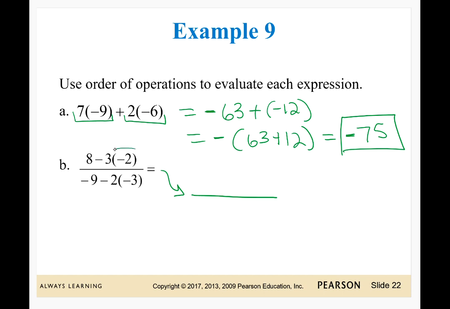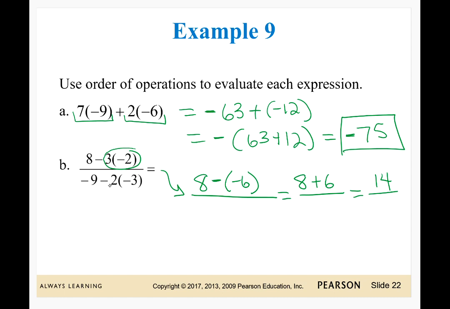So first thing I see is a multiplication problem right here. So I have 8 minus 3 times negative 2 is negative 6. And I notice subtracting a negative means we're going to be adding. And 8 plus 6 is 14. All right, so I've completely done my numerator. Now let's completely do the denominator.